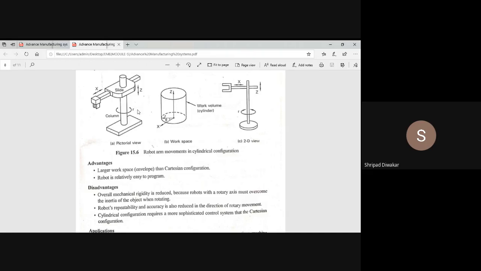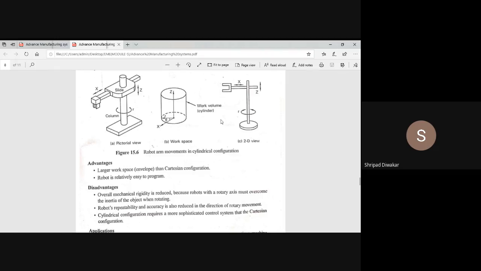This Cartesian coordinate system requires a simple control system, and this cylindrical configuration system requires the most sophisticated control system. These are the advantages. The only advantage is that it provides a larger envelope or larger workspace than that of the Cartesian configuration, and it is easy to program. That is one advantage.